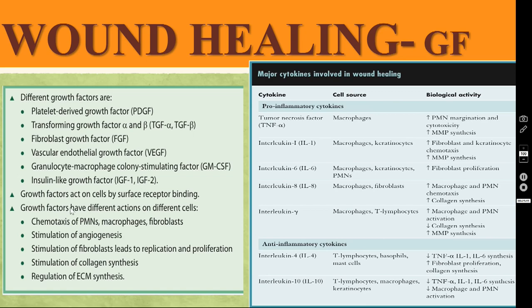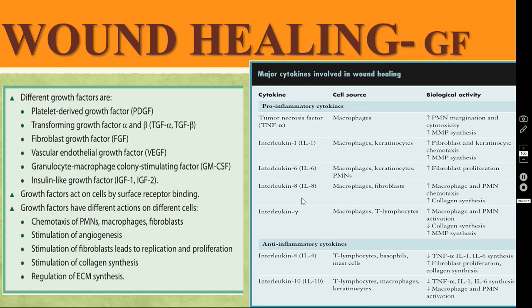Chemotaxis for polymorphs, macrophages, and fibroblasts. These growth factors will attract these cells, polymorphs, macrophages, and fibroblasts to the wound. These stimulate angiogenesis, neoangiogenesis. Stimulate fibroblasts, leading to replication and proliferation of tissues. Stimulation of collagen synthesis, regulation of extracellular matrix synthesis. All these are the functions of the growth factors.